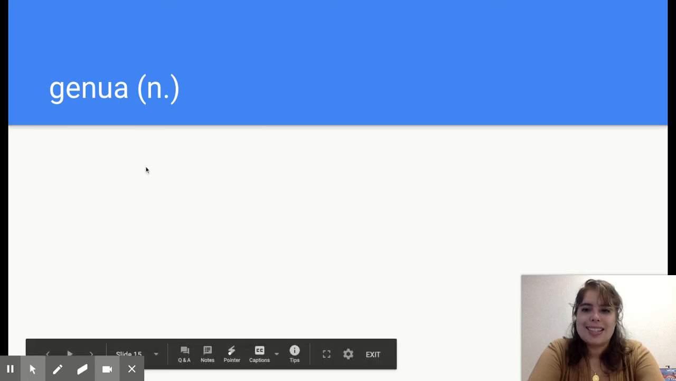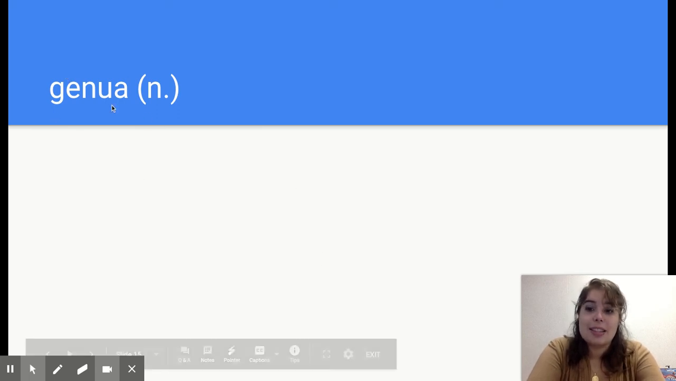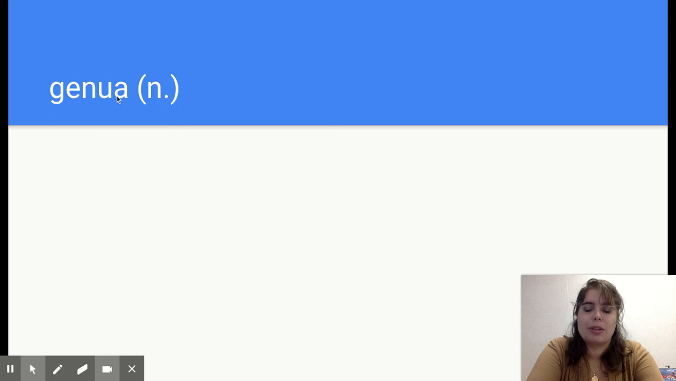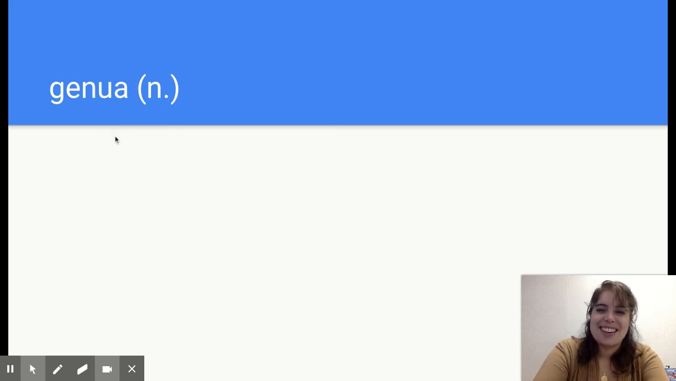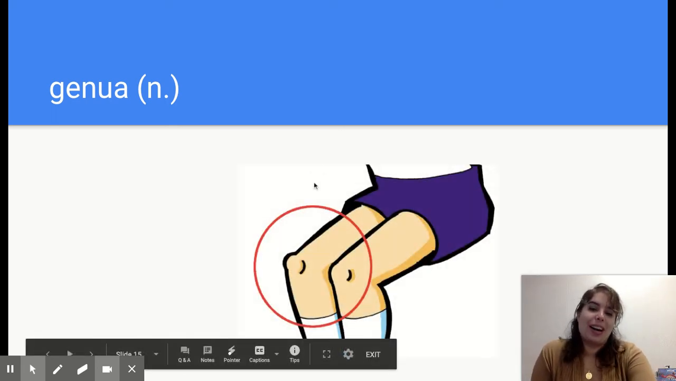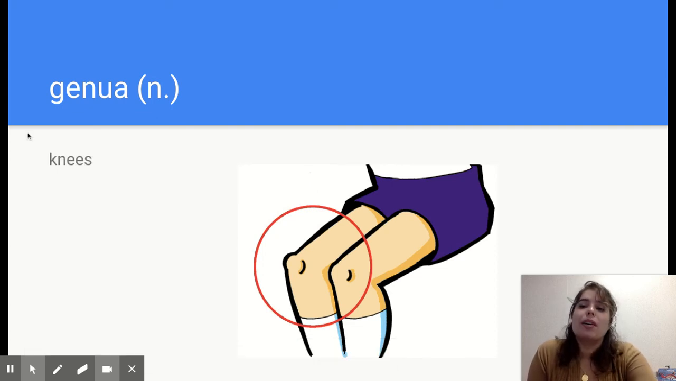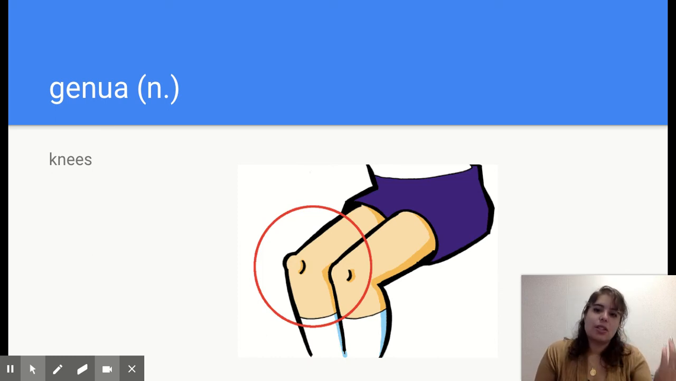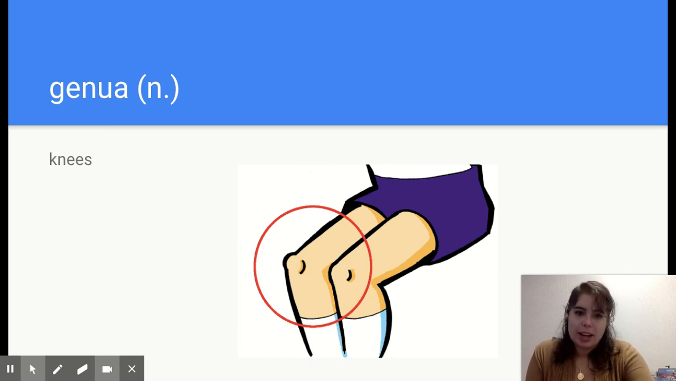All right, and this is another one that technically is a plural. This is a neuter plural ending. This is like umeri, our word for shoulders that I only gave you for the purposes of the song. So this is genua. This is our word for knees, and it is the plural. Genu with a u ending would be the singular. And so this is related to the word genuflect. If you genuflect, it means you're getting down on your knees, you're kneeling.